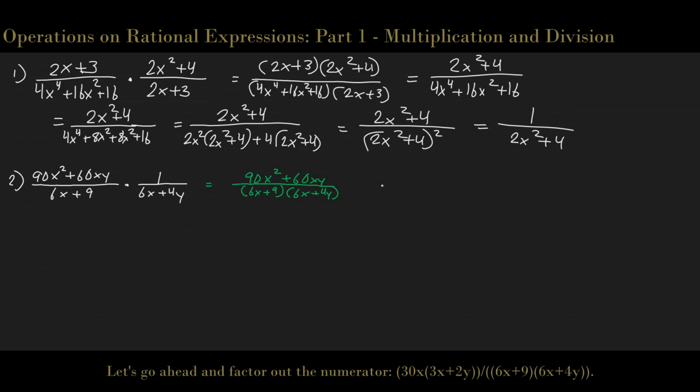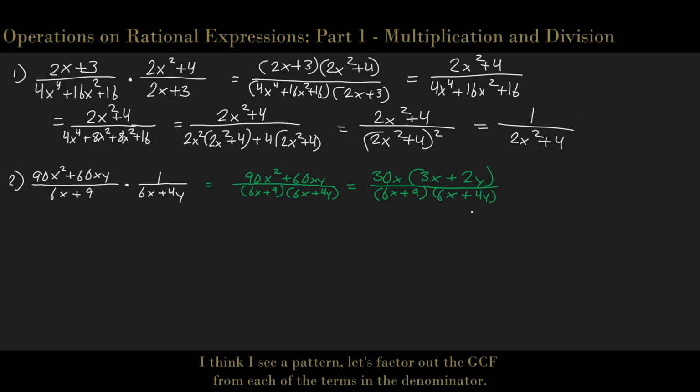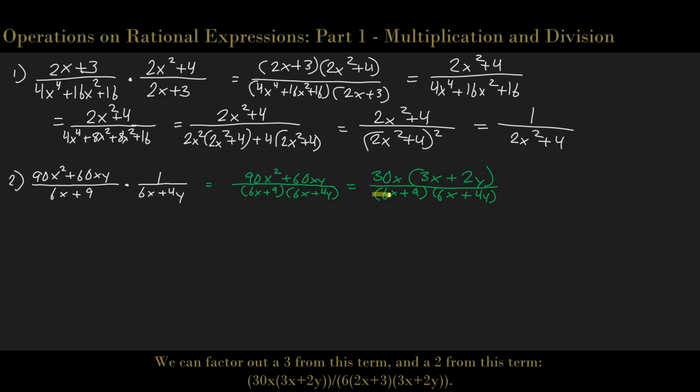Let's go ahead and factor out the numerator. 30x times 3x plus 2y divided by 6x plus 9 times 6x plus 4y. I think I see a pattern. Let's factor out the GCF from each of the terms in the denominator. We can factor out a 3 from this term and a 2 from this term. 30x times 3x plus 2y divided by 6 times 2x plus 3 times 3x plus 2y.